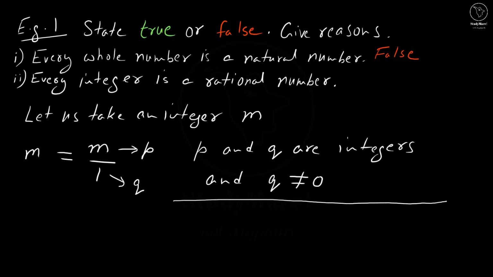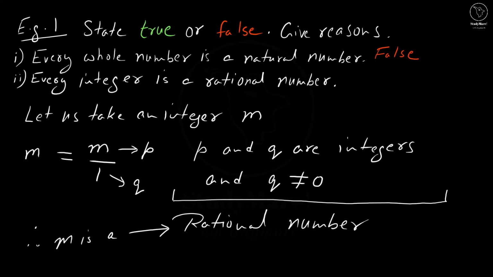Now, isn't this how the rational numbers are defined? Yes, it fits perfectly in the definition of a rational number. Therefore, m is a rational number, concluding that the given statement is true. Every integer is a rational number.